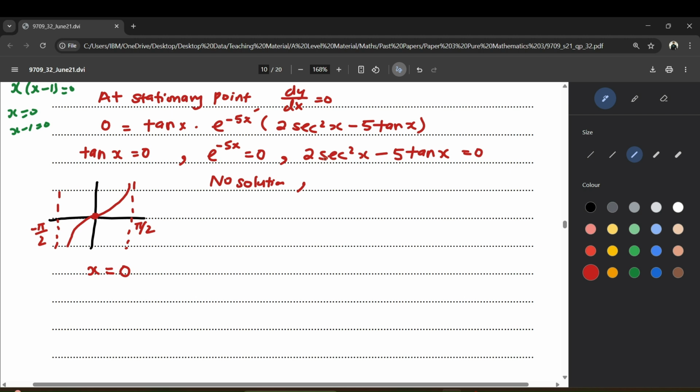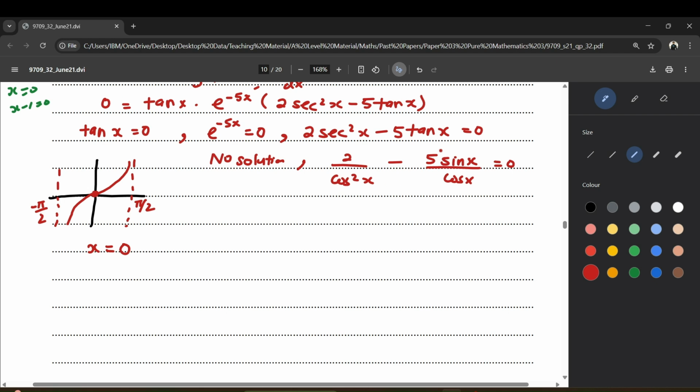Now coming to this part, there are two methods that you can use over here. I'm going to use one method, and by the end of it, I'll tell you another method as well. The first method is that you can write both of them in terms of sine and cos. So 2 sec squared x will be 2 upon cos squared x, and this becomes 5 sine x upon cos x equals 0.